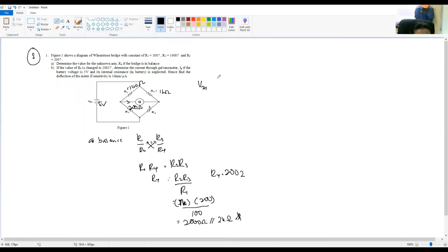So for VTH, as on the balance equation, as you know, at this point the voltage here, we can label as A, this one C, this one D, and this one B. So this means the voltage AC equals the voltage AD. Or we can use the formula.